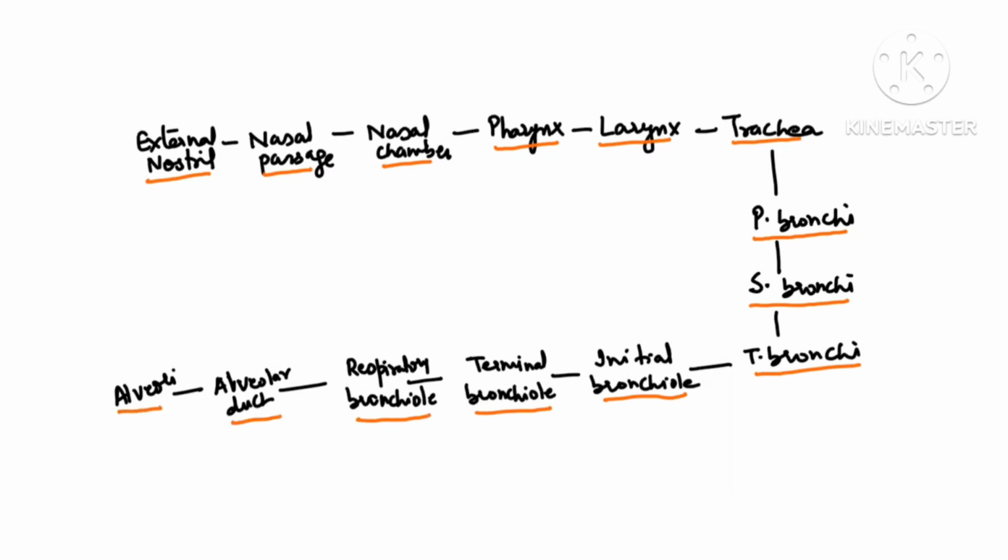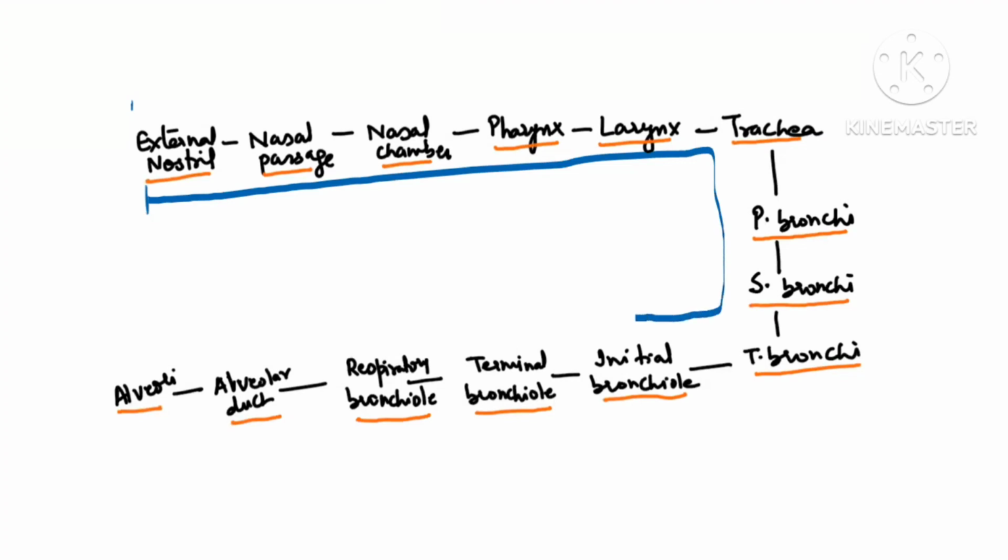It means the path which starts from here. Please focus on the path which starts from the external nostril up to the path which is coming from trachea, primary bronchi, secondary bronchi, up to the terminal bronchiole. This path up till here. Are you getting it, beta? Up till here, what is it? This is your conducting part. This is your conducting zone. Clear? This line is clear?